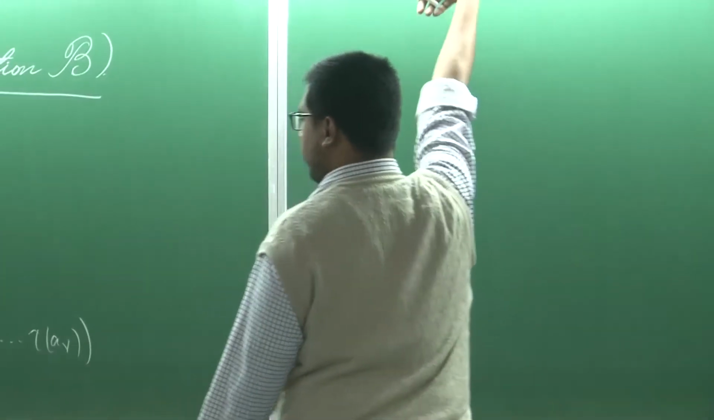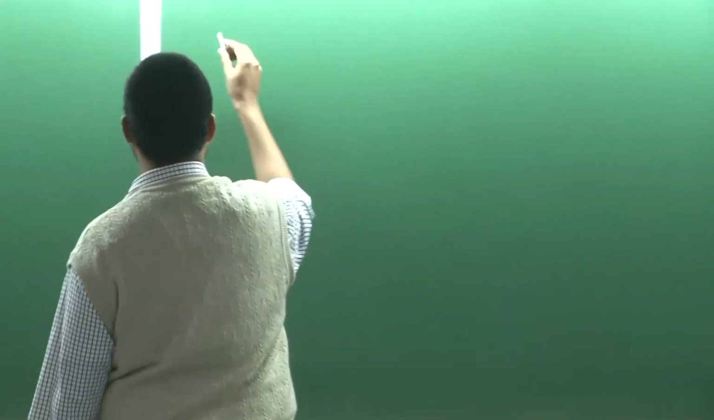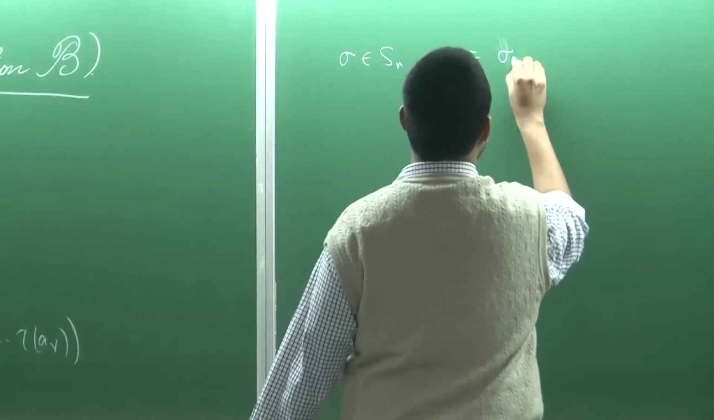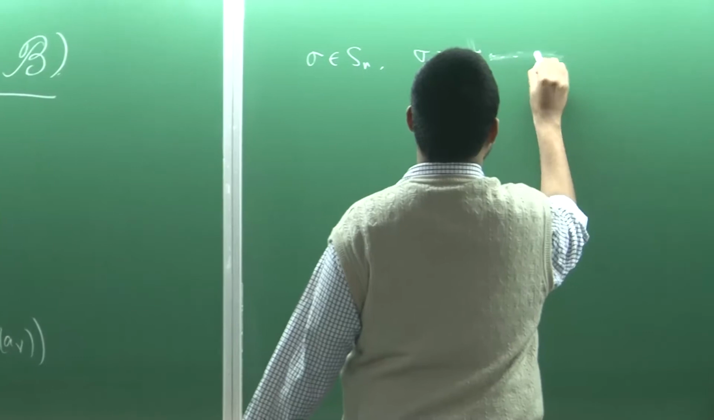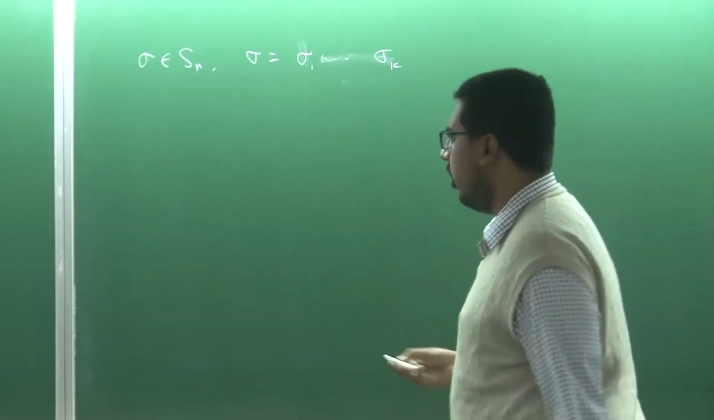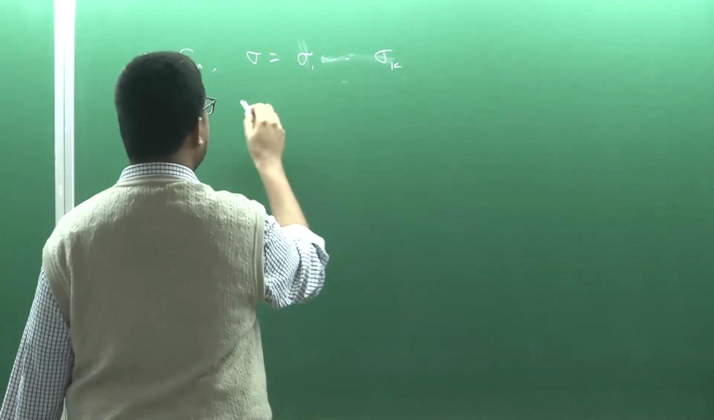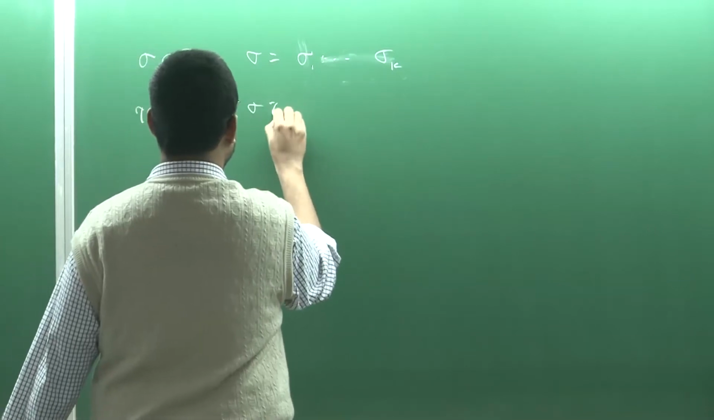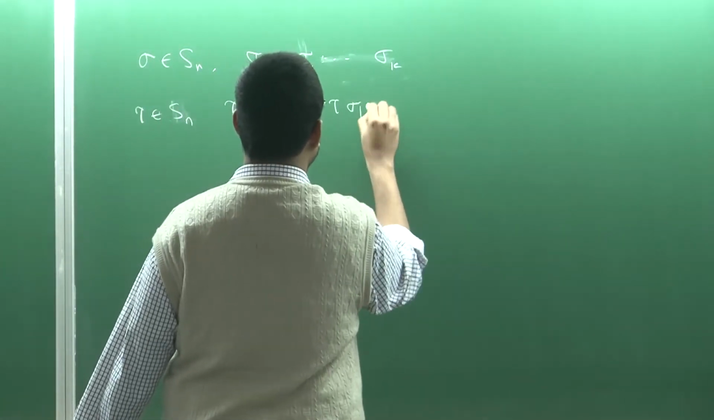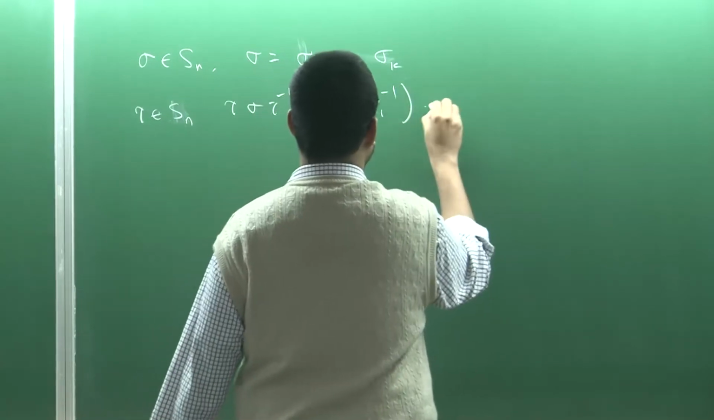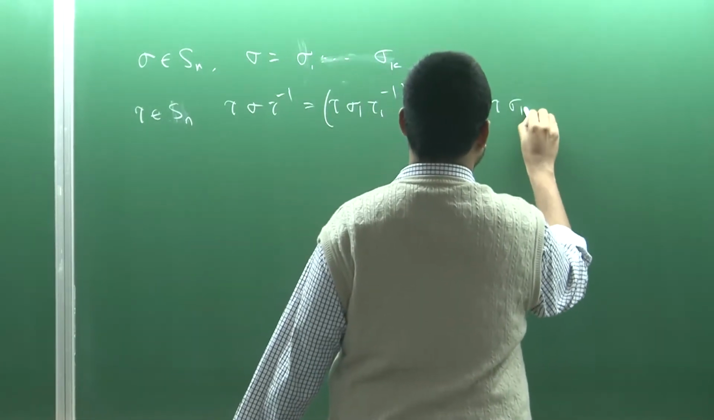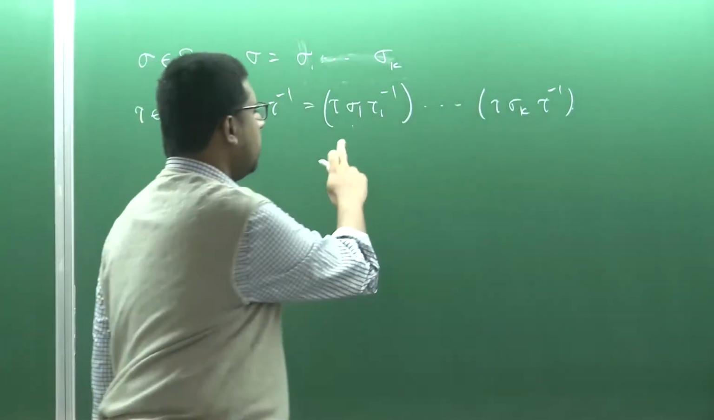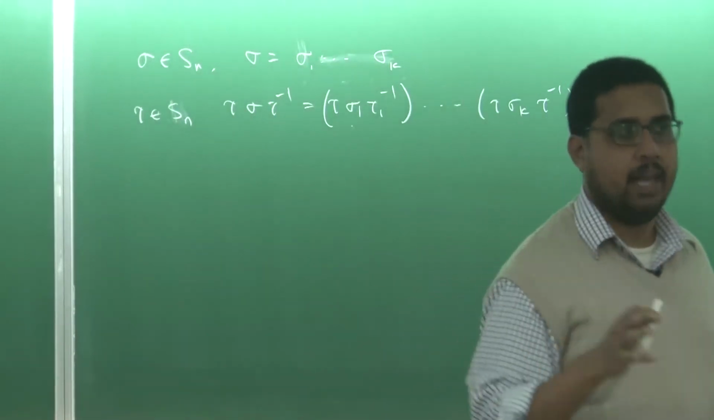In fact, this enables us to see something even for any general permutation. So, let sigma belong to Sn and let us write sigma as sigma 1 up to sigma k, where these are disjoint cycles. Now, for any tau, tau sigma tau inverse is easily seen to be tau sigma 1 tau inverse up to tau sigma k tau inverse. Now, since each sigma i is a cycle, its conjugate is going to be a cycle of the same length, right.